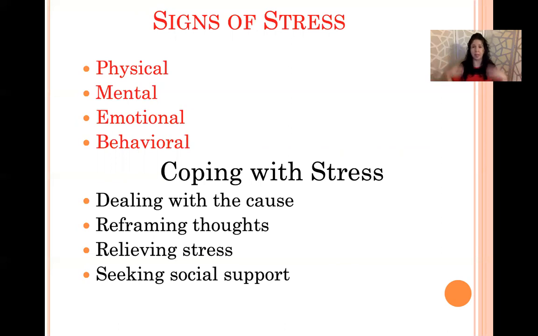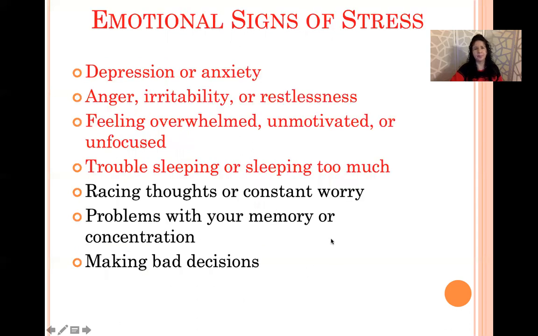So stress can come in many different forms, these 4 different ways, definitely. We need to learn how to cope with it, right? So when we talk about some signs of stress, definitely when we're feeling depressed or anxious, when we have the anxiety, that's a sign. When we're angry, irritable, restless, feeling overwhelmed, or you just feel unmotivated.